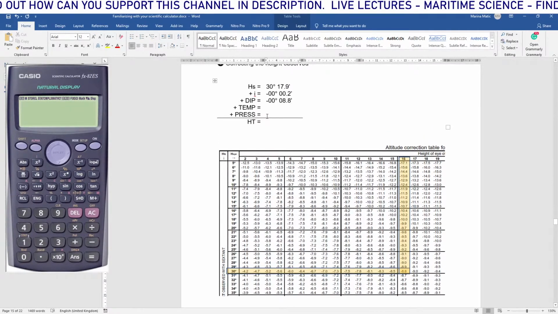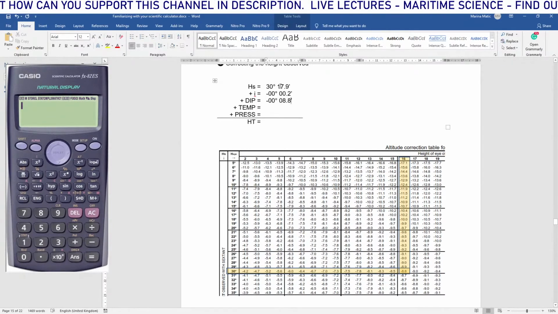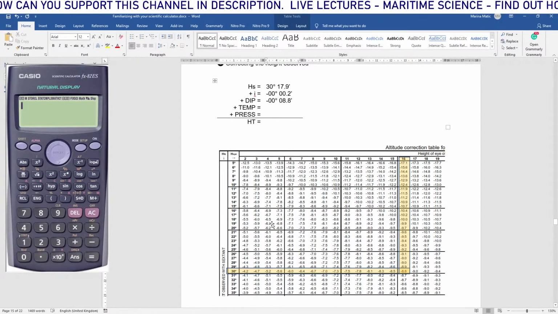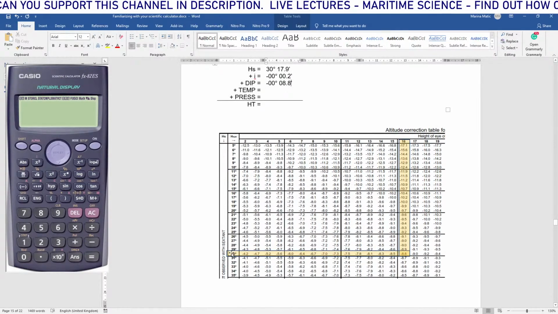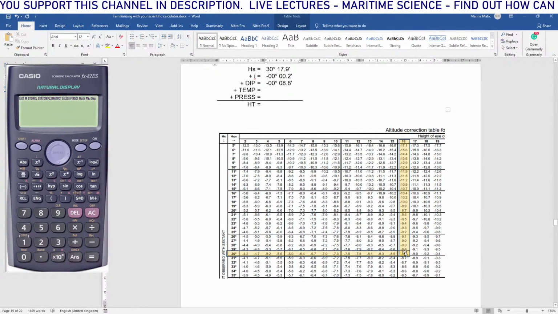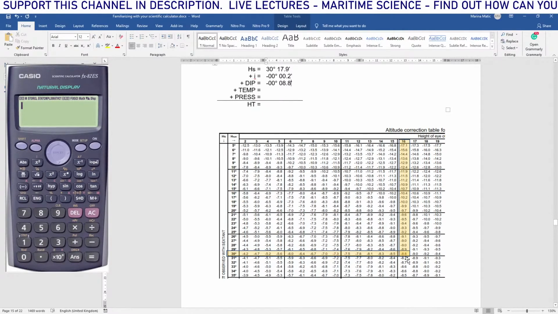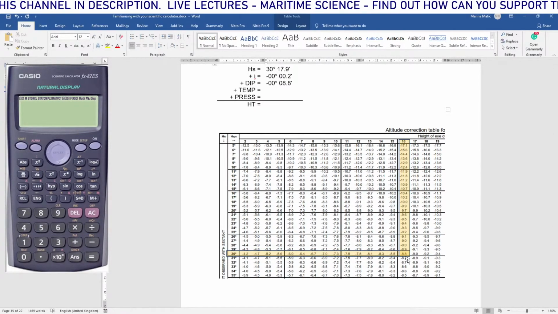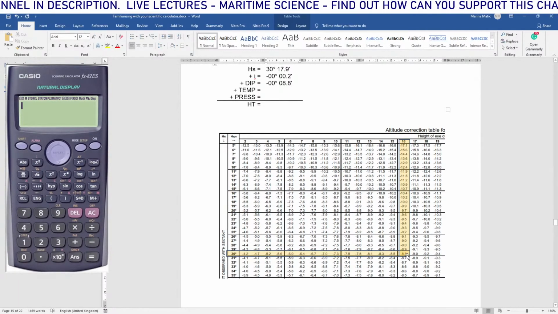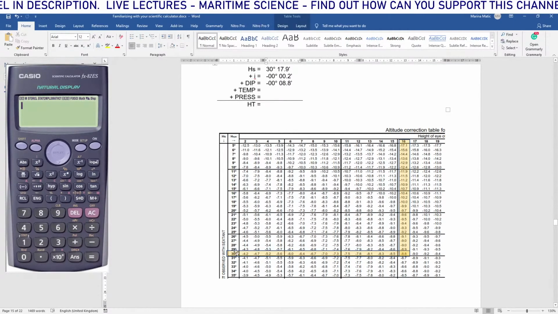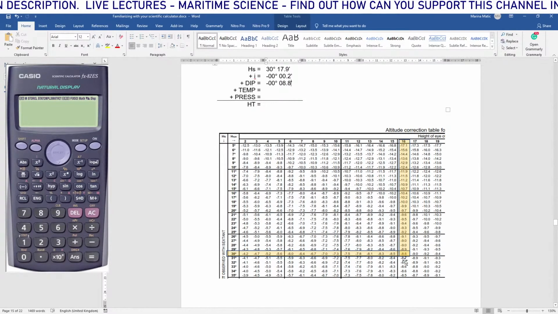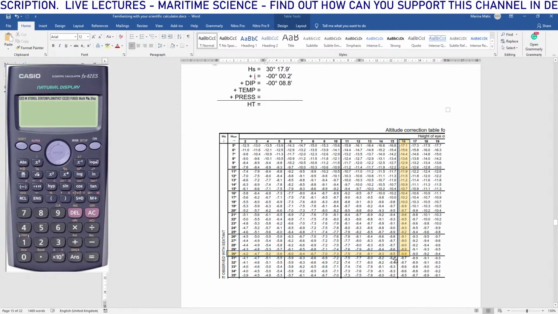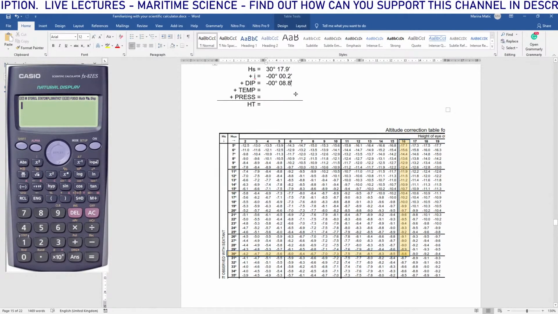Now, because we do not have exactly 30 degrees, we have 30 degrees and 17 minutes, that's almost a half. We should interpolate between 30 and 31, but only if the difference between the upper one and the lower one is higher than 0.2 minutes, because we are not going to a second decimal place. So we have minus 8.8 that belongs to 30, and minus 8.7 that belongs to 31. Because of that, the result we use is 8.8.